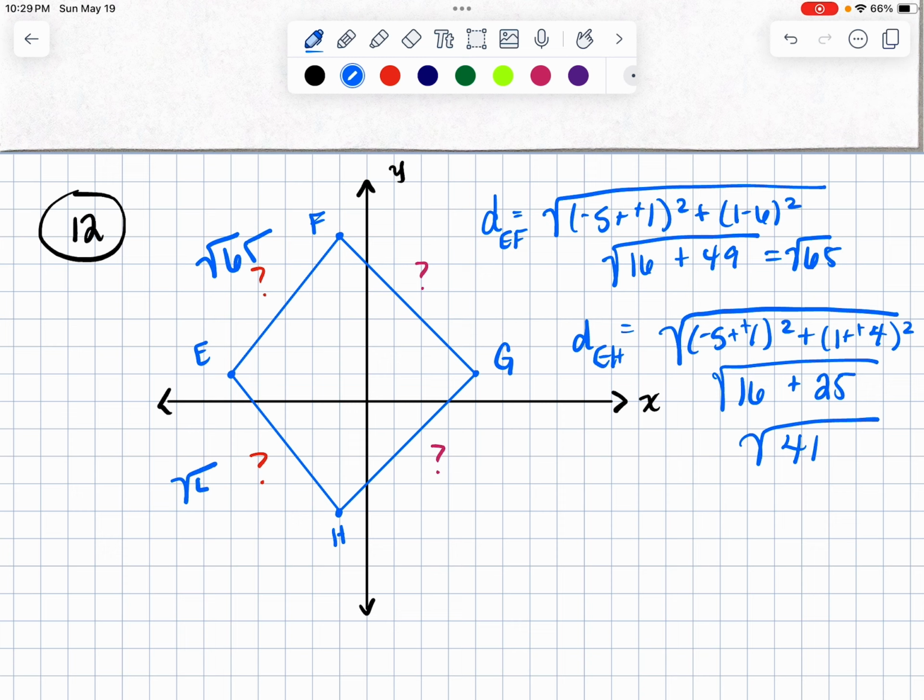Okay. So maybe not a kite. Double check my calculations. Negative 5 minus negative 1, that's correct. And 1 minus negative 4.